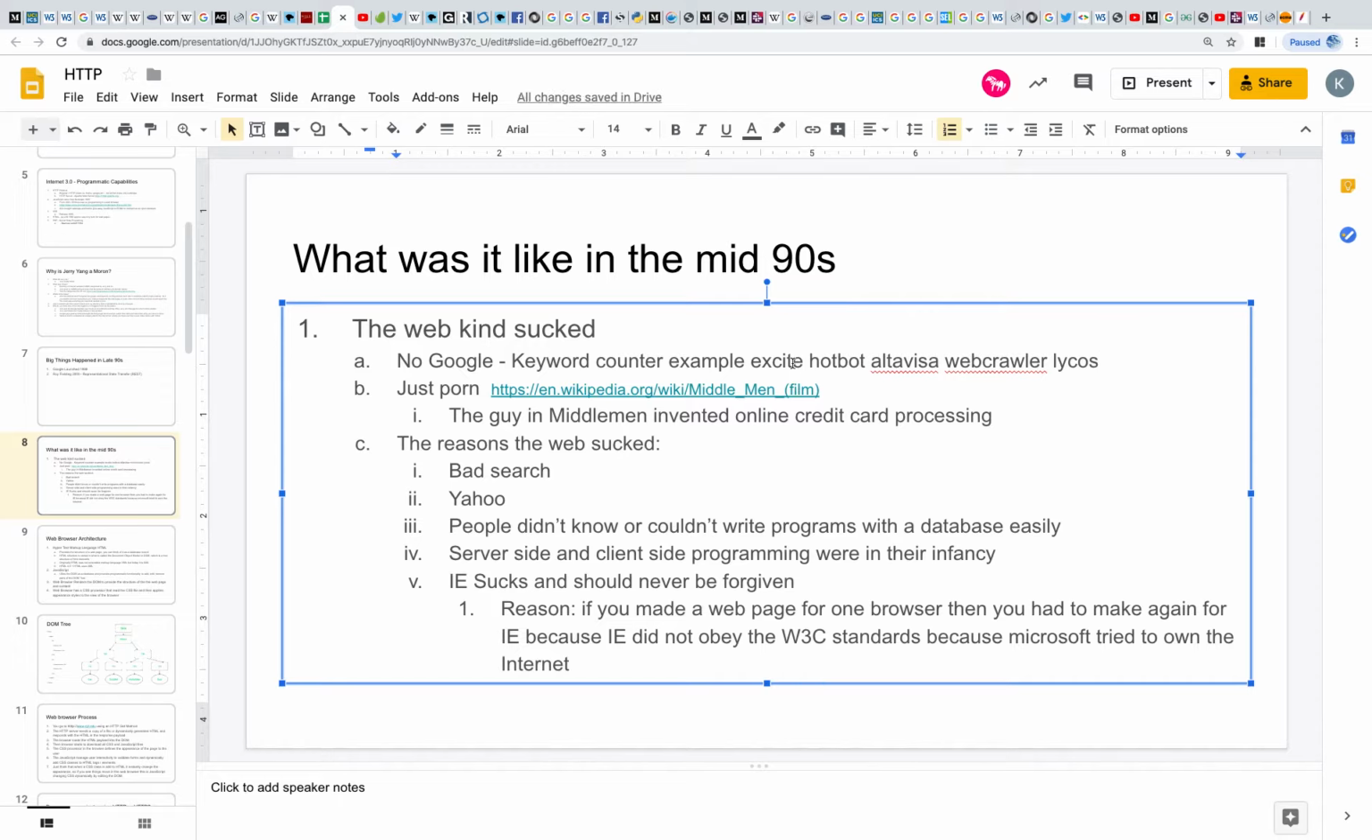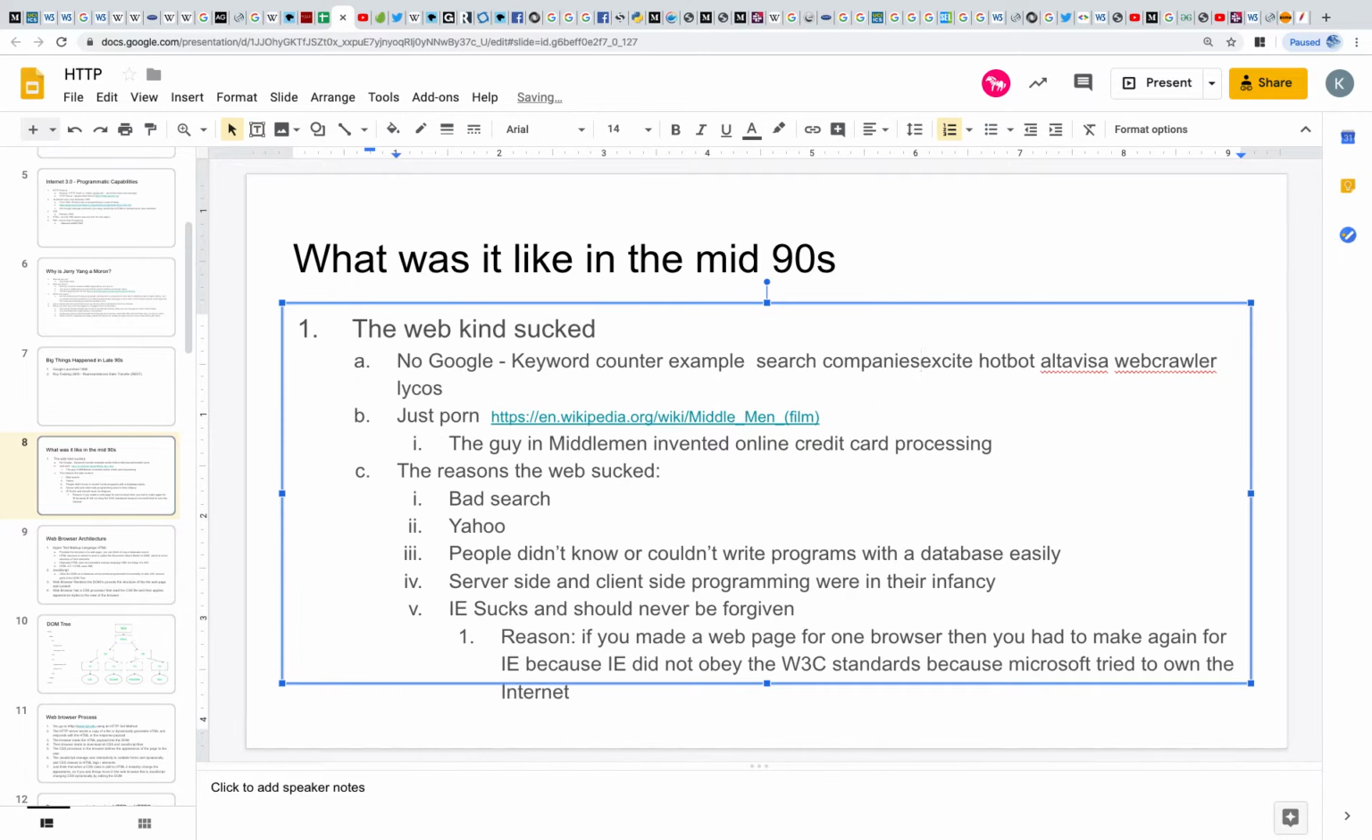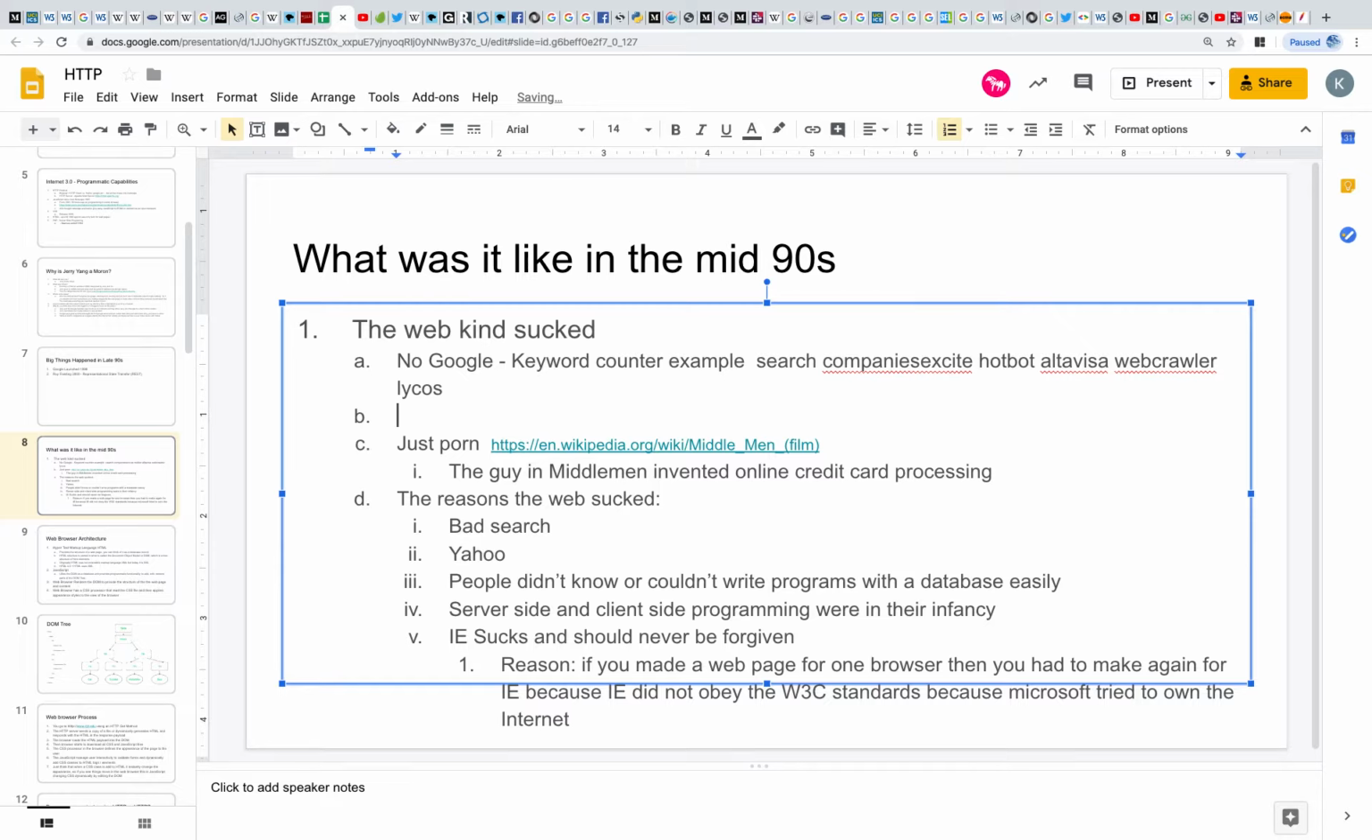And so these were, let's say, example search engines. Email. I thought it was by web. Microsoft. Yeah, the web browser too.